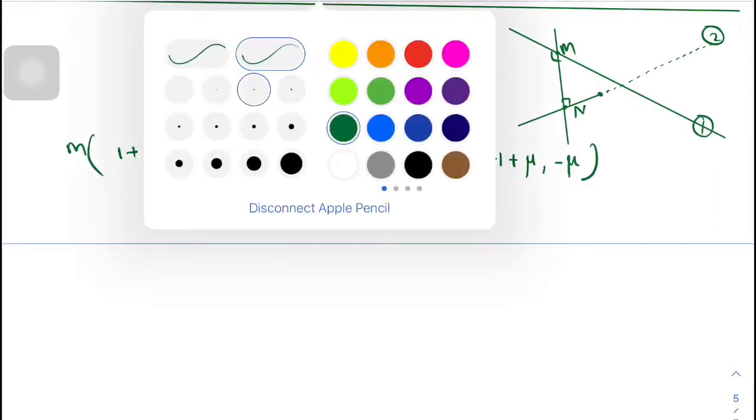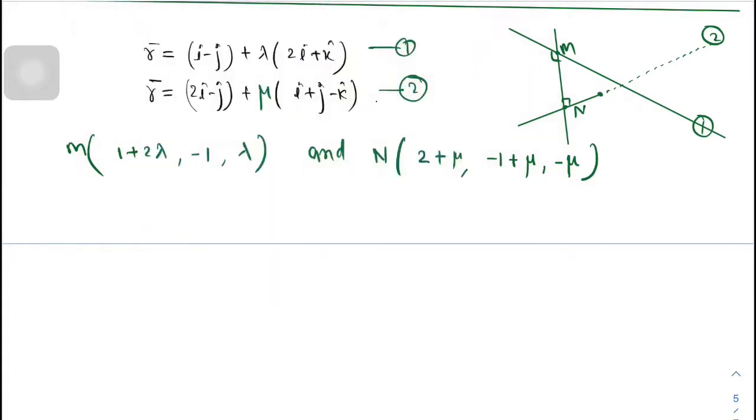There is certain information like this: the first line is parallel to our b1 vector, and the second line is parallel to our b2 vector. This is our b1 vector and this is our b2 vector. So if I write this MN vector, what will it be?